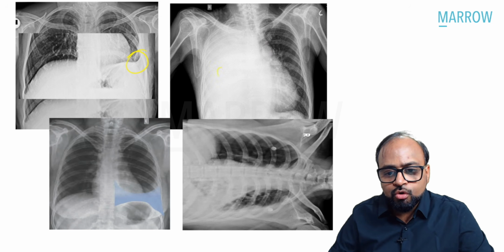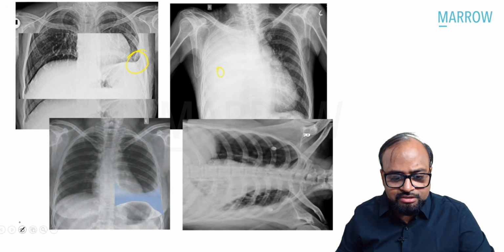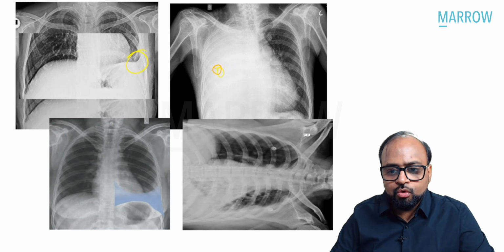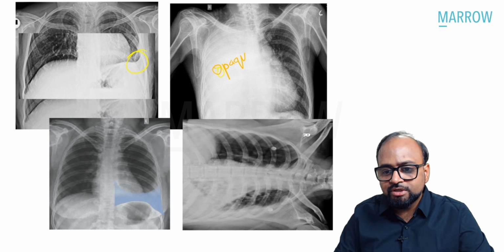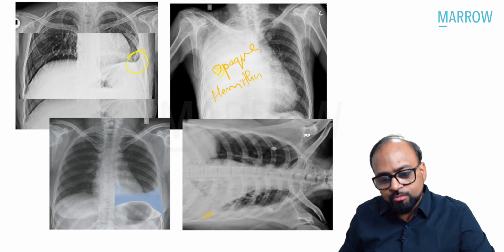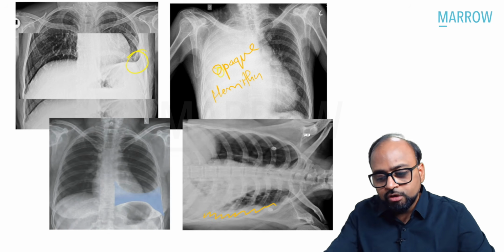This is your opaque hemithorax. Yes, this is your opaque hemithorax that we discussed, right? But in the exam, it was not an opaque hemithorax. And see, this was the left lateral decubitus view, right? So this is how fluid would layer down.